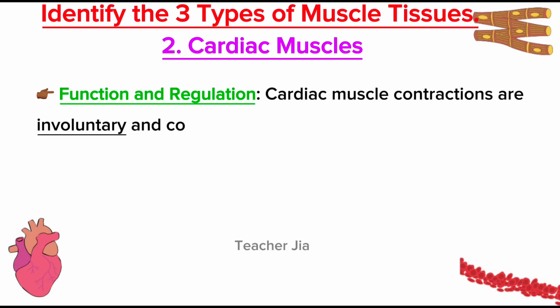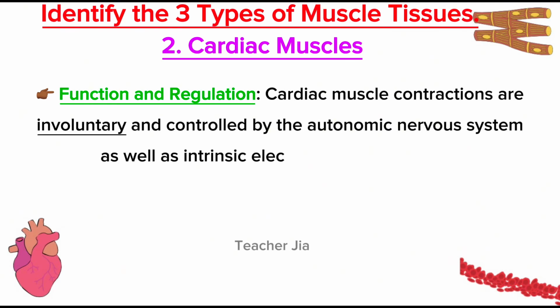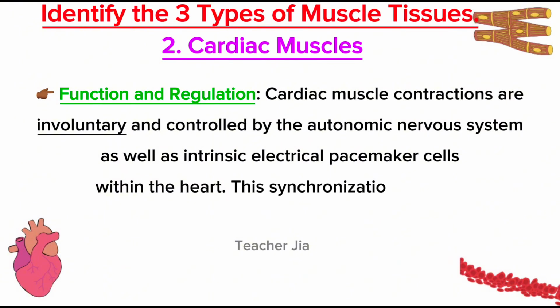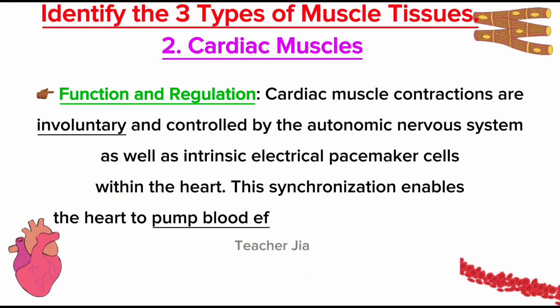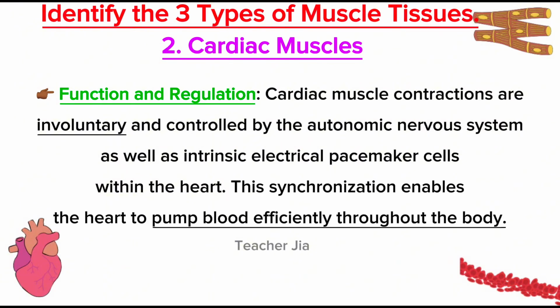About function and regulation, also we're going to talk here about their control. Cardiac muscle contractions are involuntary and controlled by the autonomic nervous system, as well as intrinsic electrical pacemaker cells within the heart. This synchronization enables the heart to pump blood efficiently throughout the body. So that is about the function and regulation of cardiac muscles.